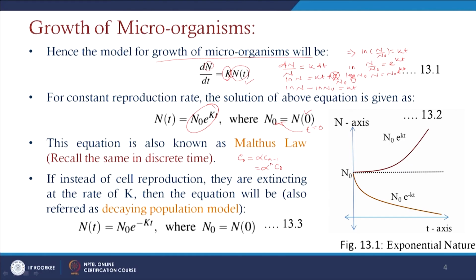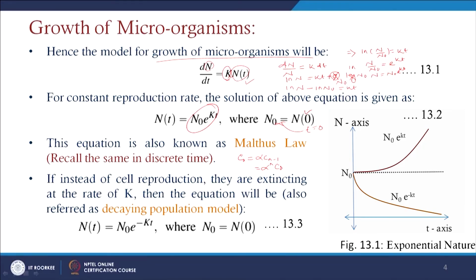If instead of cell reproduction there is decaying or extinction at the rate of k, this means the population level will decline, and the equation is referred to as a decaying population level. In that sense we consider k to be negative. So we put minus kt, and n by n0 is e to the power minus kt. The final form is n equals n0 e to the power minus kt, where n0 equals n of 0, that is, at t equals 0.